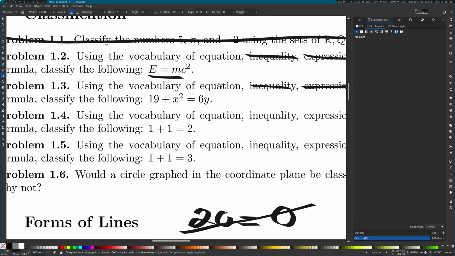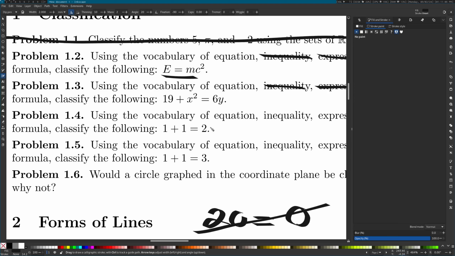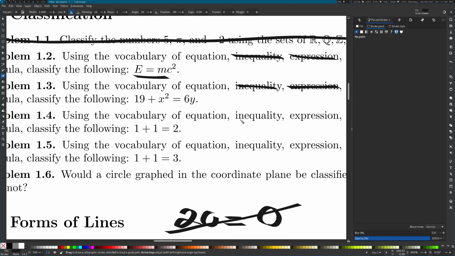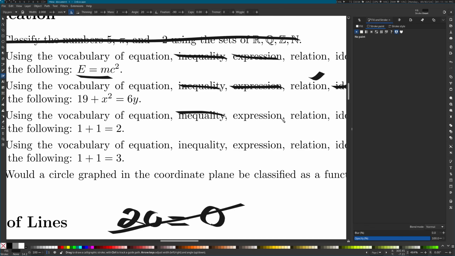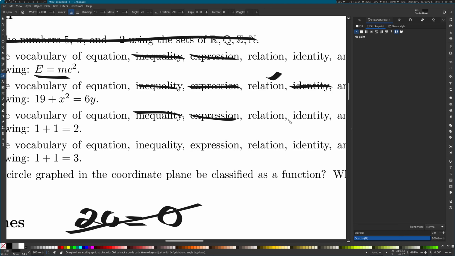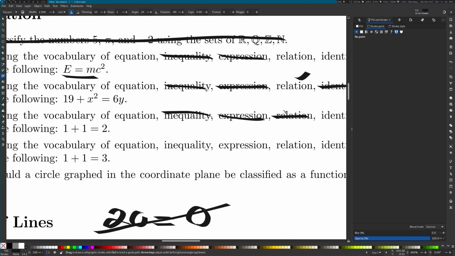So now, next one. Is this an equation? 1 plus 1 equals 2. Yeah, because it has an equal sign. Is it an inequality? No. Is it an expression? No. Is it a relation? No, you're not relating any variables to each other. I see where you're coming from. You could say it's creating a relationship between 1 and 2, but it has to be variables.